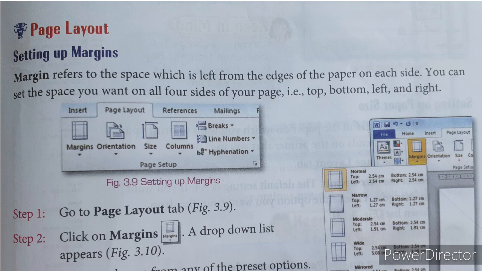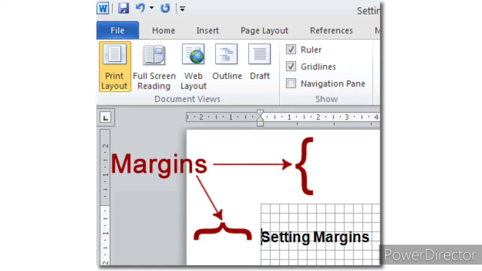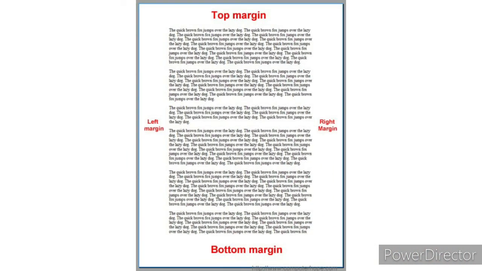Margin refers to the space which is left from the edges of the paper on each side. You can set the space you want on all four sides of your page, that is top, bottom, left and right. Students, margin means amount of space or blank space which is left from the edges of a paper where the text begins to appear.